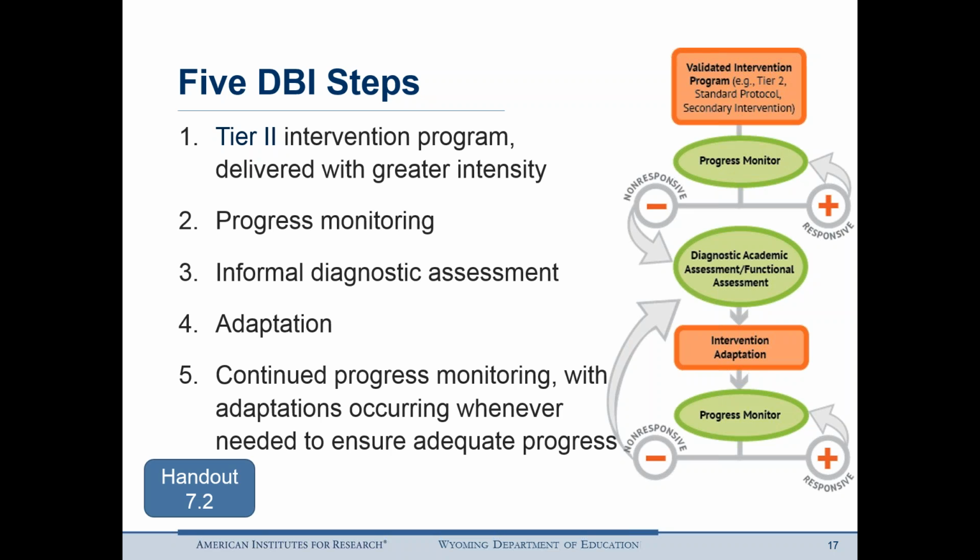If the student is not showing enough progress, we'll then collect and review additional data to determine skill deficits. We can use informal diagnostic assessments, such as running records, to identify skill deficits and identify how we can change the initial intervention to better meet the student needs. We use the data to make adaptations to the intervention, and then we follow it with continued progress monitoring to assess whether the adaptations were effective. Handout 7.2 in the participant workbook provides the graphic that you can use as a visual.